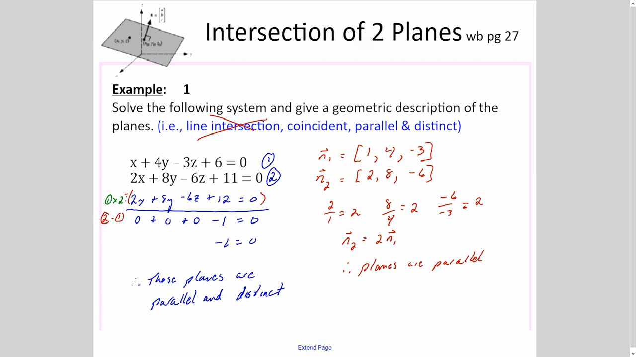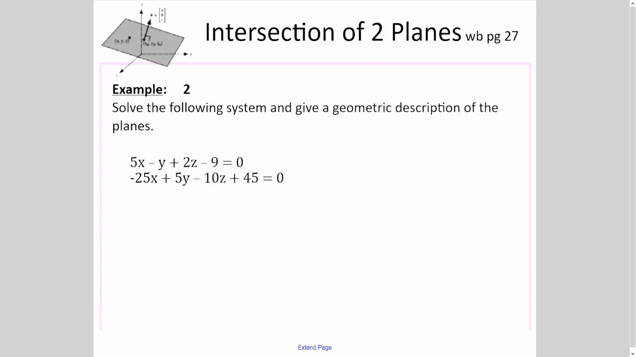Okay, on to my second example. Same thing: I want to solve the following system and give a geometric description of the planes. I'm going to start off the same way. I'm going to identify this as 1, and this is 2. The first thing I want to do is look at their normal vectors. Normal vector 1 is equal to 5, -1, and 2. Normal vector 2 is going to be equal to -25, 5, and -10.